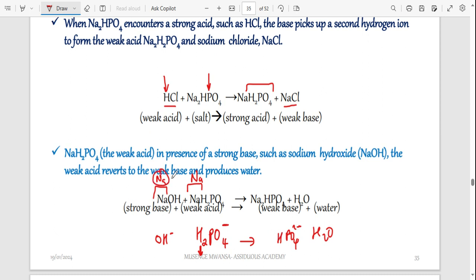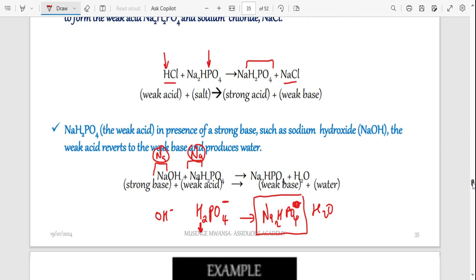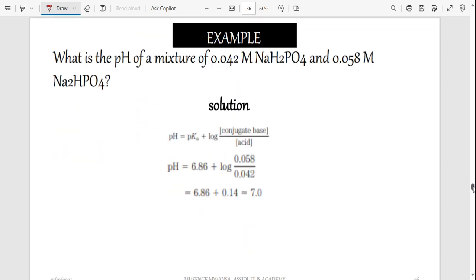So the two sodiums which remained will now be the ones which will come here to form back your disodium hydrogen phosphate. Now the charge will no longer be there. So the most important thing for you to know is which one will react with which one. So this is just an example to talk about calculation, just to identify which one is acid and which one is a base. This is the Henderson-Hasselbalch equation.